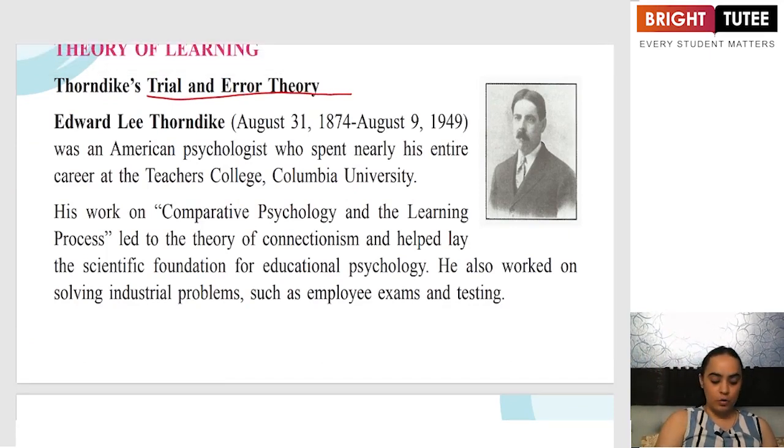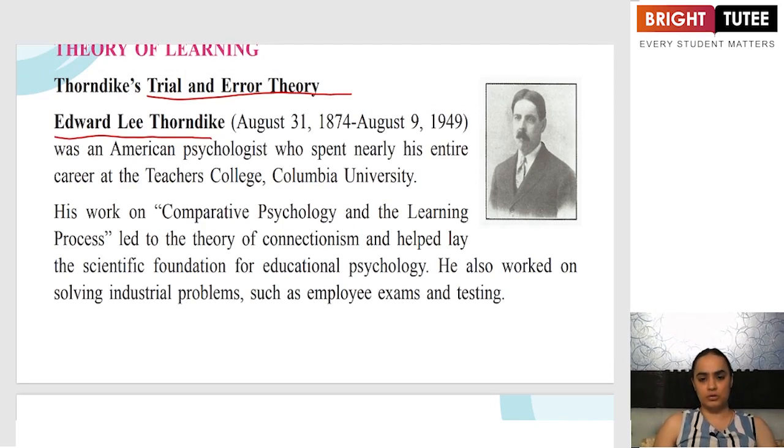Now, first of all, who was Edward Lee Thorndike? You can expect a question about the psychologist also. So, it is important for you to learn the information given about them. So, we know his entire duration. We know that he was born on 31st of August 1874 and died on August 9, 1949. He was an American psychologist and he spent his entire career at the Teachers College in Columbia University.